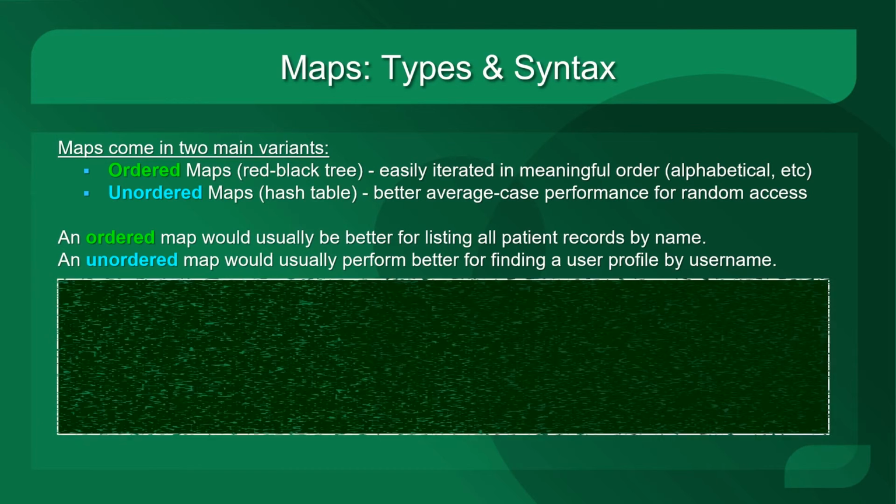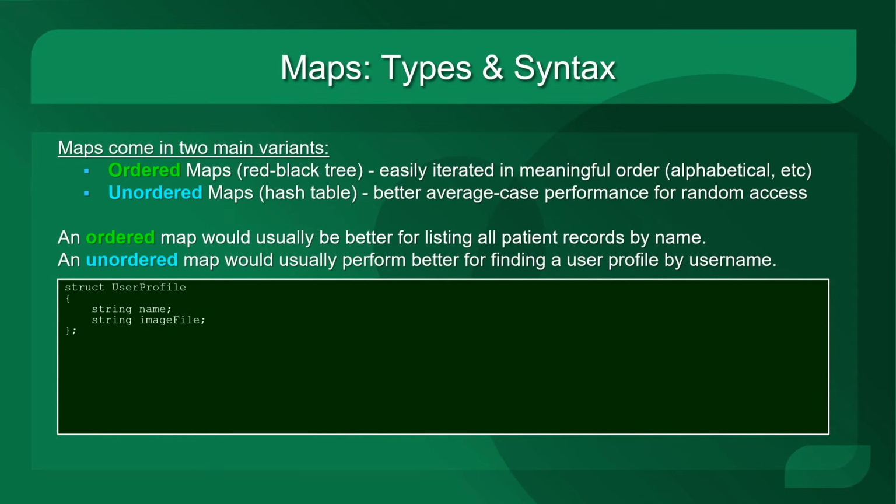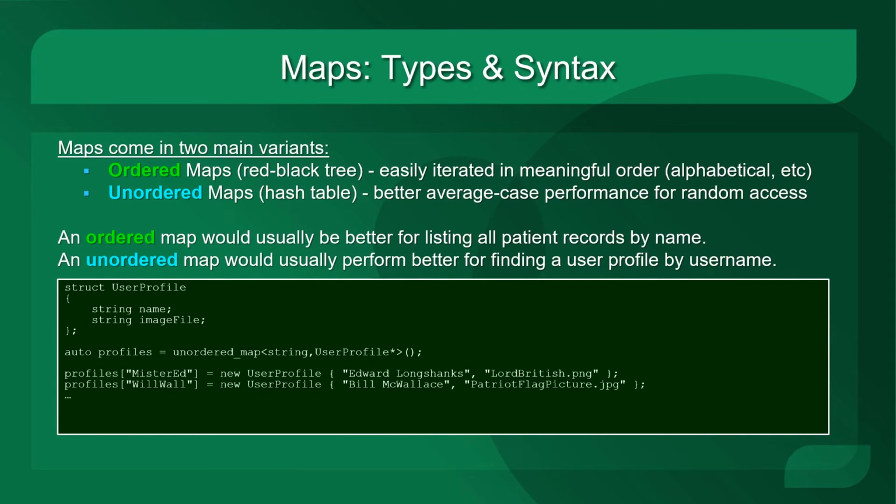In this case, we have a very simple user profile structure composed of a name and an image file name. We allocate an unordered map, which will map a string, a username, to a user profile object. Then we're going to add two entries. At the index Mr. Ed, we'll add a new user profile for Edward Longshanks, who uses the image file lordbritish.png, and we'll also add a profile for the username Willwall that points to the user profile for Bill McWallace, whose image file is patriotflagpicture.jpg. Later, we'll ask the user for a username, and then we will display the image for the user that is typed.